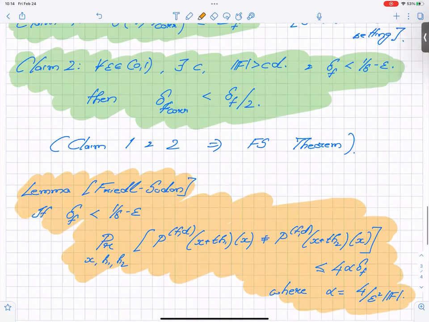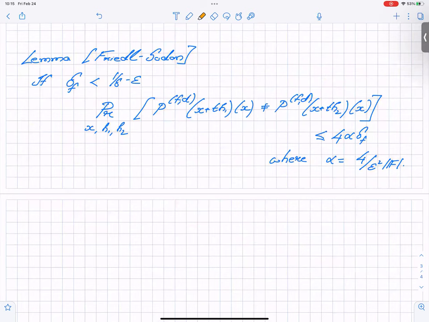The lemma will prove the claim. Firstly, we will choose the field size large enough so that this is delta f by 2. And I want to claim this is less than delta f by 2. It implies that because, we saw this last time. Do you want me to redo this proof or shall I skip it? So let's just see that the lemma implies claim 2.